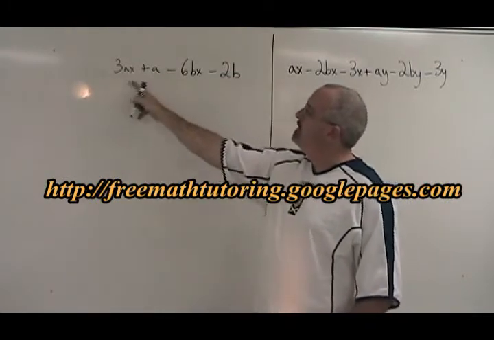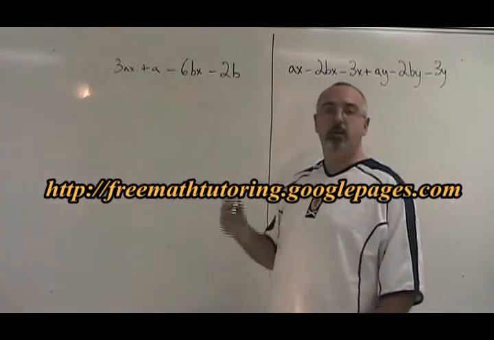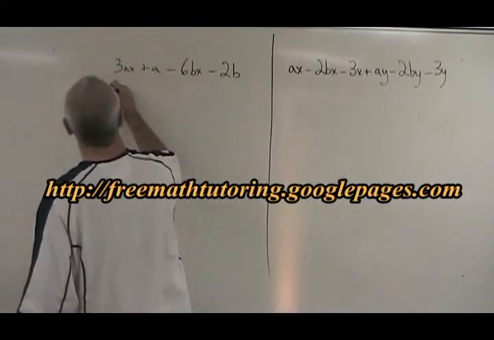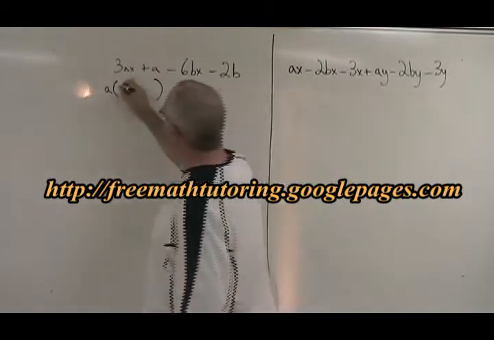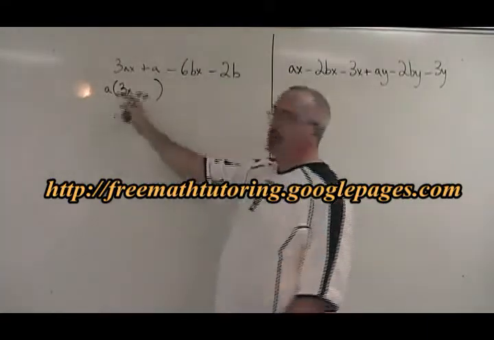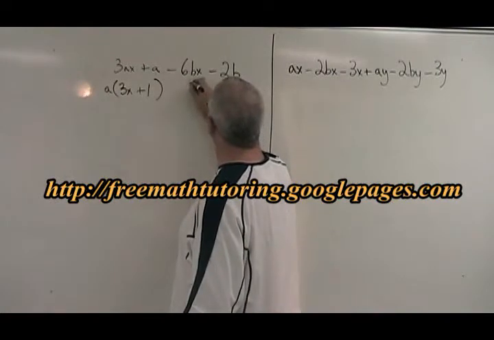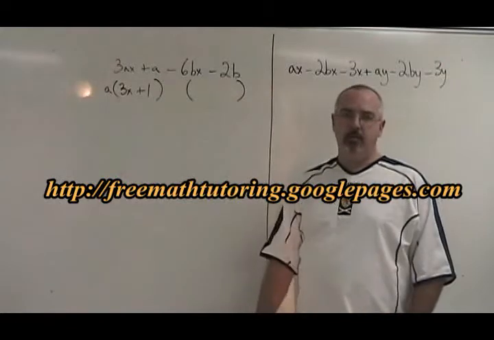And each of those 2 groups does have a common factor. 3ax and a share the common factor of a. I'm going to factor it out. 3ax divided by a is 3x. A divided by a is 1. These last 2 terms also have a common factor.